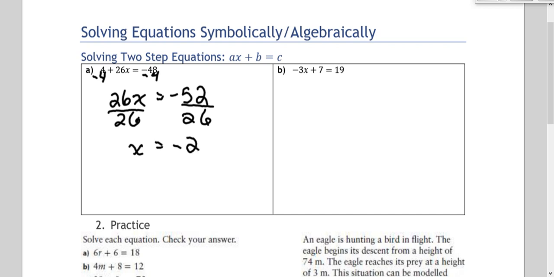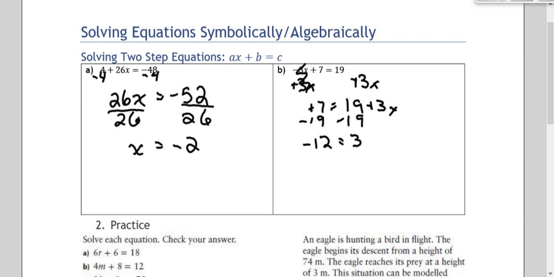This one, I'm going to add 3x over because it's negative. So then we get plus 7 is equal to 19 plus 3x. I'm going to subtract 19. And that should leave us with negative 12 is equal to 3x. Divide by 3, and you get x is equal to negative 4. So just some nice, easy, basic solving.